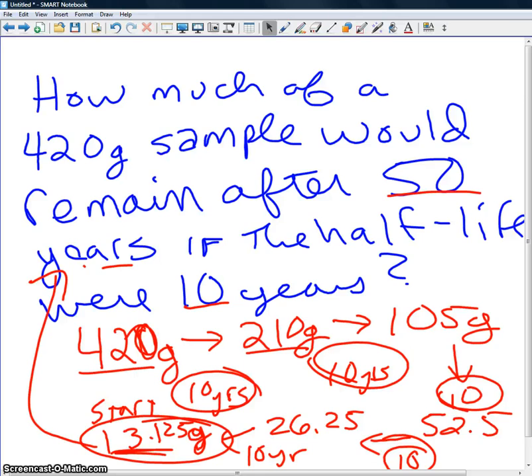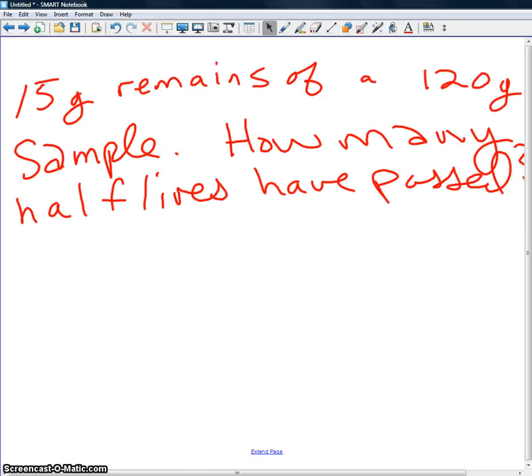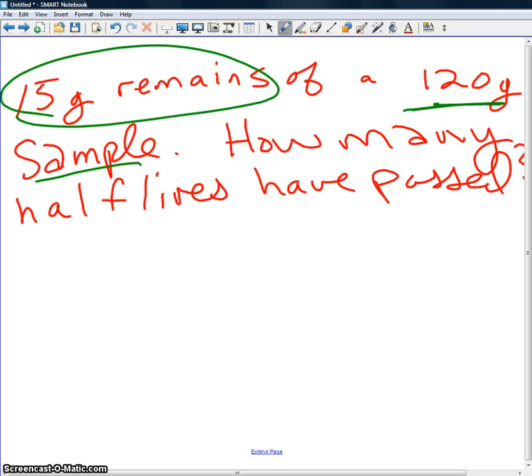Now a different way that you could ask a similar question is to go the other way. Rather than ask how much is left, you could tell how much is left and figure out how long it's been. So here we're told that we have a 120 gram sample, but only 15 grams remains. So the question then is, how many half-lives have passed, which is really simple. It's a fancy way of saying how many times has it cut in half. How many half-lives did it go through?